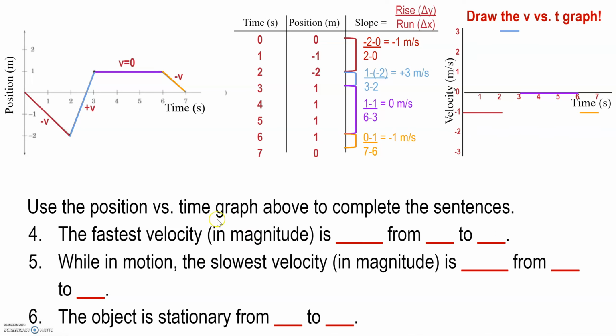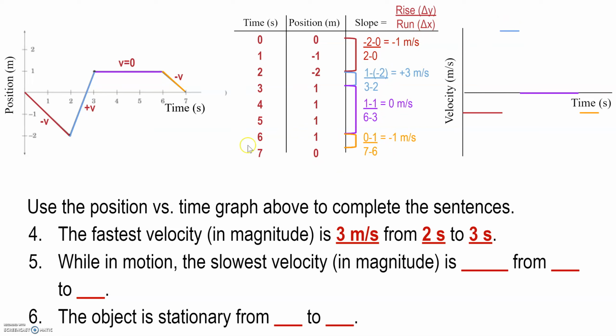So the fastest velocity in magnitude, meaning the biggest number, I don't care about the sign right now, I just care about the number, is going to be 3 meters per second, and that's happening between 2 and 3 seconds. While in motion, the slowest velocity is going to be, well, while in motion, right? So I can't say 0 meters per second. It's going to be the slowest number. It's going to be -1 meters per second, and it's happening from 0 to 2 seconds, but also from 6 to 7 seconds. Even if this was a +1 meters per second, that would still be the slowest velocity.